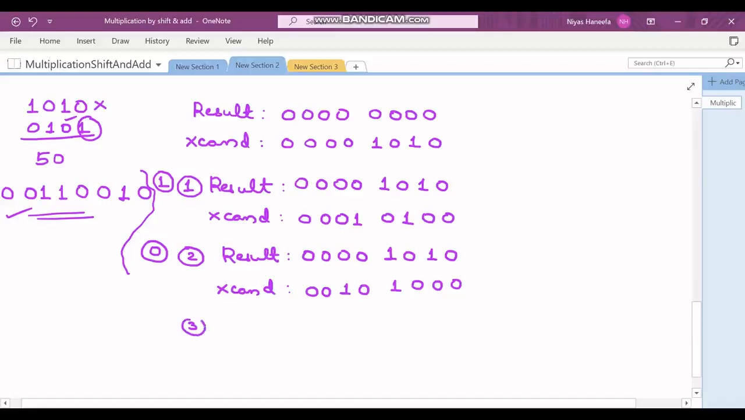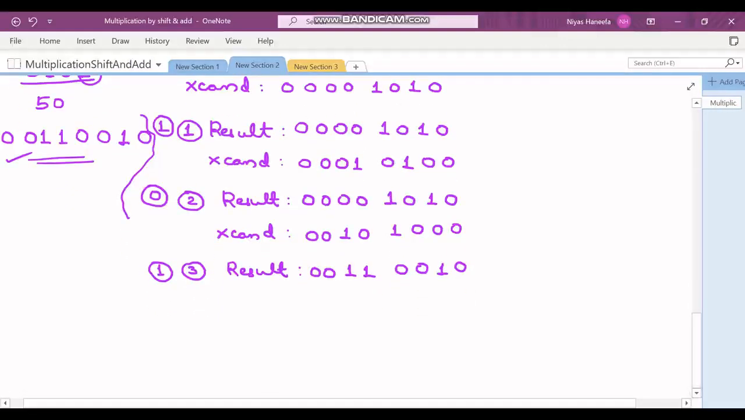Then we'll get the third bit. The third bit of the multiplier is 1. So the third bit means, from the right, the lowest bit. So the result will be the previous multiplicand plus the previous result. So this is 0 1 0. 1 plus 1 is 0. 1 comes here, 1 0 0. Then the multiplicand will be shifted 1 bit to the left. So it becomes 1 0 1, 0, 0, 0, 0, and 0.